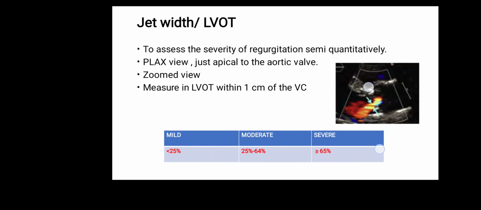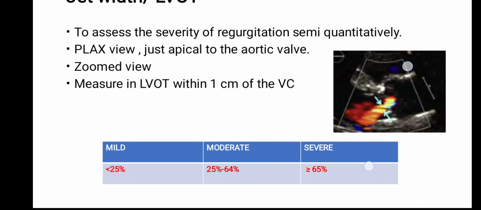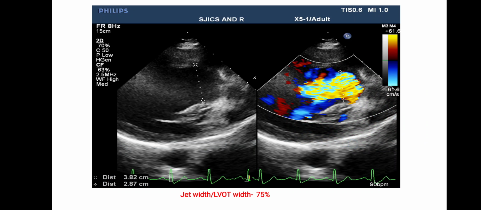In the Plax view, zoomed view, just apical to the aortic valve, measure the LVOT within 1 centimeter of the vena contracta. Mild is less than 25%, moderate is 25 to 64%, severe is greater than 65%. First, measure the jet width, and then the LVOT. Then divide. Mild is less than 25%, moderate is 25 to 64, severe is greater than 65%.